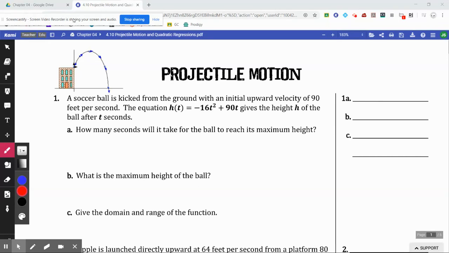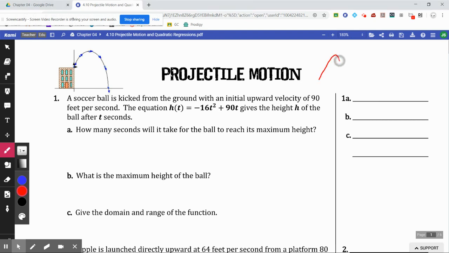Okay, in this video, we're going to be talking about one of the most important applications of parabolic paths, or parabolas, and that is projectile motion. When a bullet is fired, when an arrow is shot, when a missile is shot, when a basketball is shot, anytime you throw something, it follows a parabolic path.